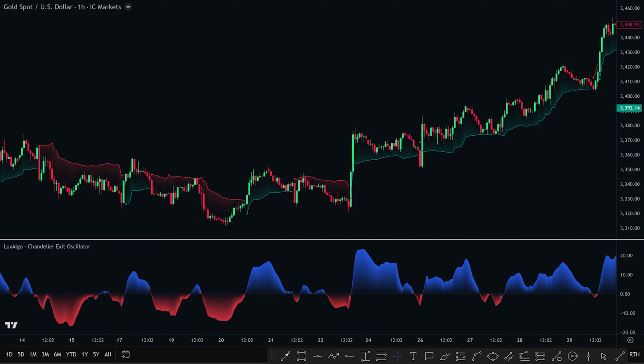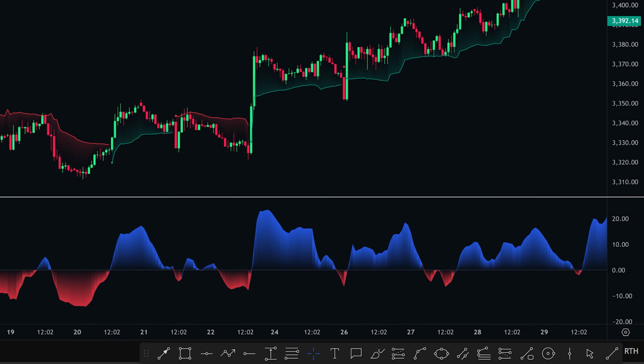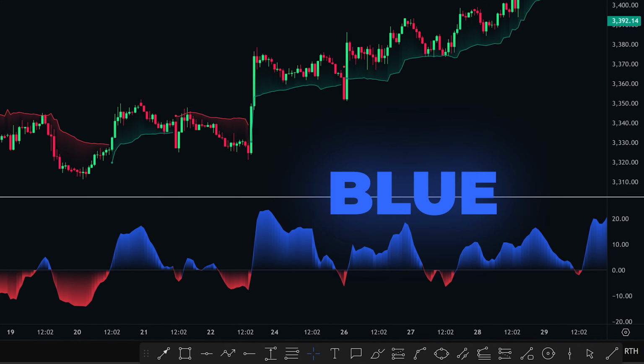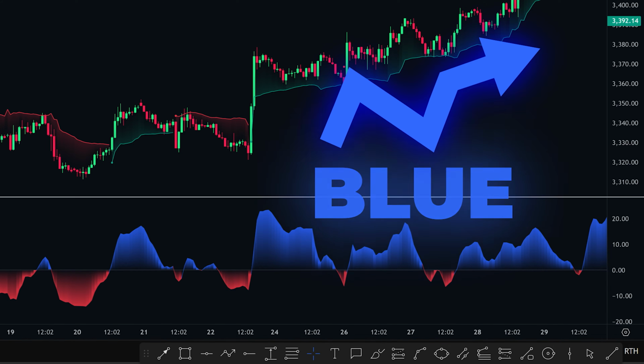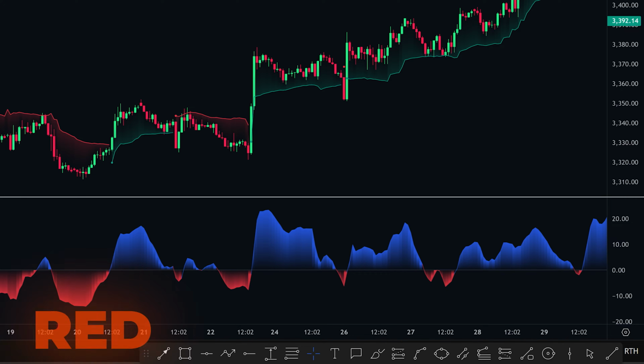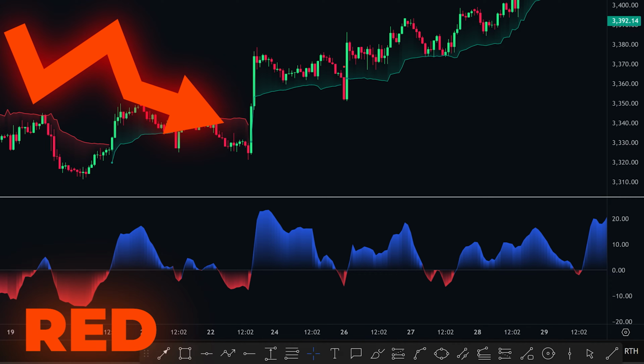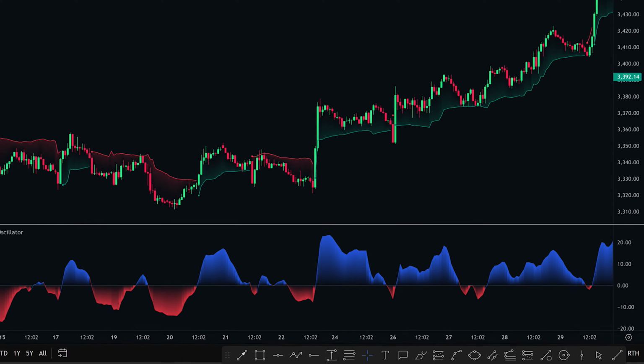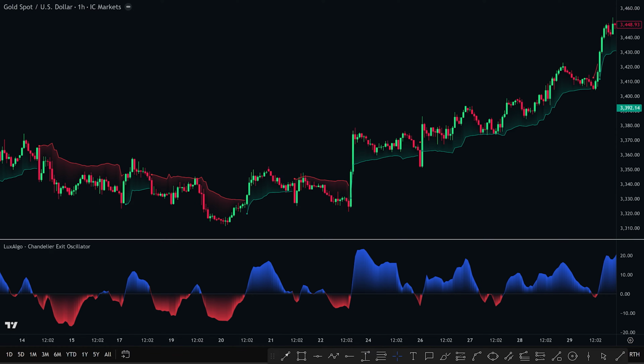So, what exactly are you seeing? At the bottom of your chart, the oscillator plots bars that flip between bullish and bearish states. Blue bars above zero represent bullish momentum, while red bars below zero represent bearish momentum. The higher or lower the bar, the stronger the momentum in that direction.